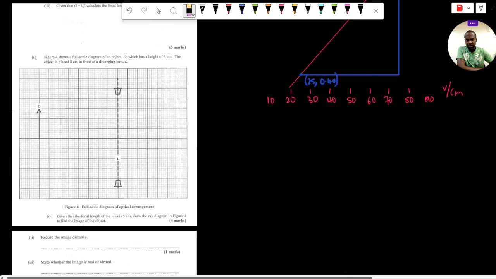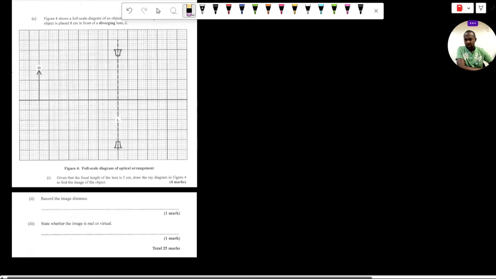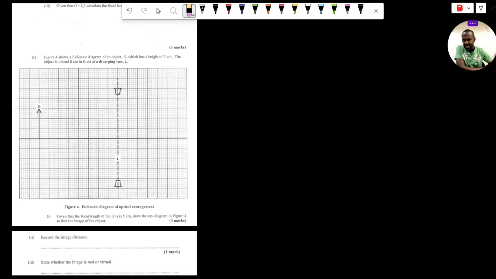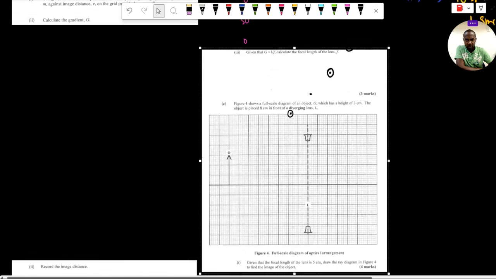So let me just clear up my screen a little bit. All right. So what we have here is an object, and of course we have a line representing a diverging lens L. If you notice, the word diverging is in bold, and of course that means you must pay extra attention to it, right? So figure 4 shows a full-scale diagram of an object O, which has a height of 3 centimeters. Let me just pull it to the center here.